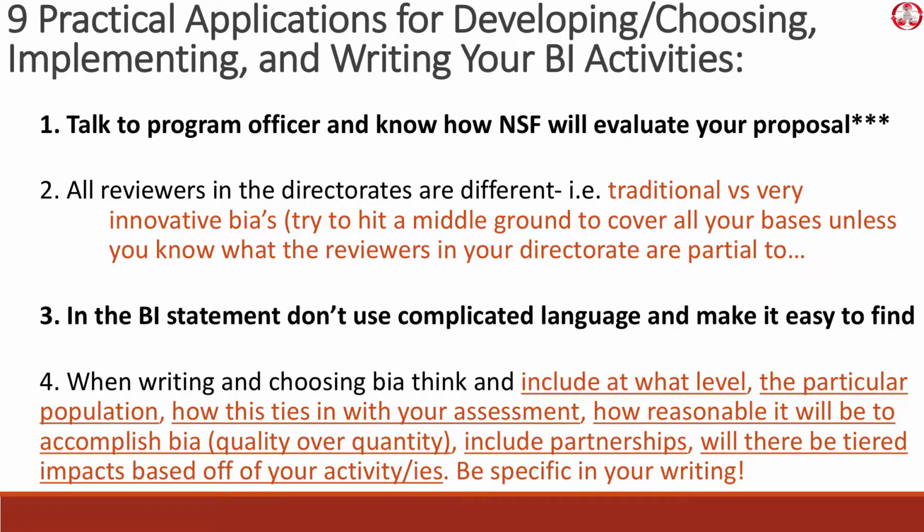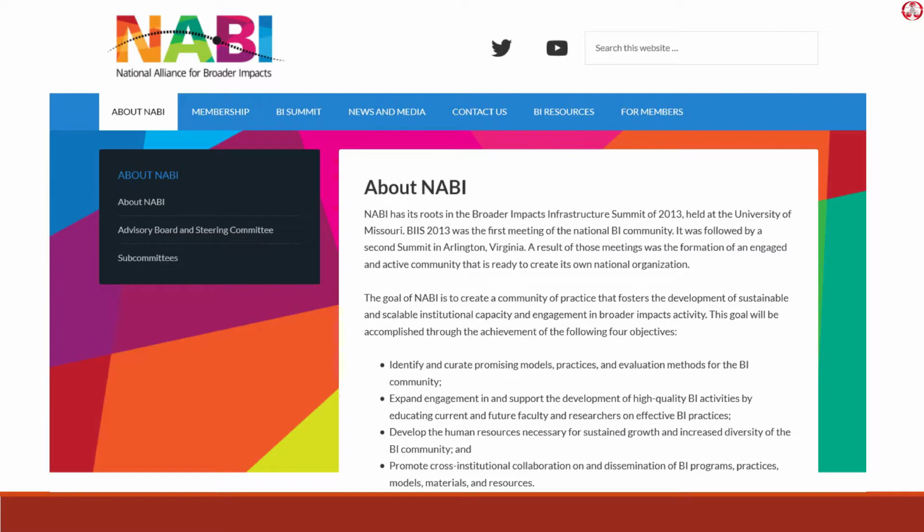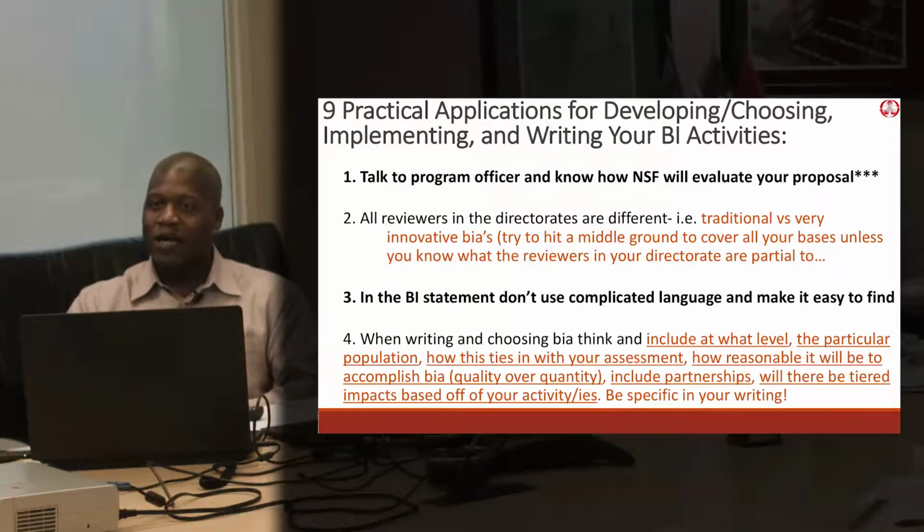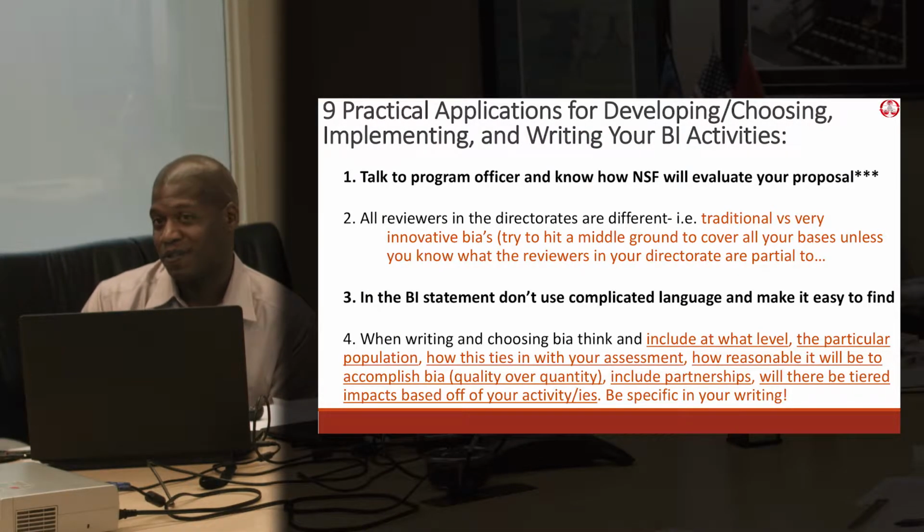But what we're trying to do, especially with the National Alliance for Broader Impacts, is standardize that across the board. But in order to make sure that you're hitting all the areas, you want to try to stick with the middle ground, especially for your general proposals. So that's a mixture of very traditional broader impact activities and innovative broader impact activities, assuming that you already know what you want your outcomes to be.